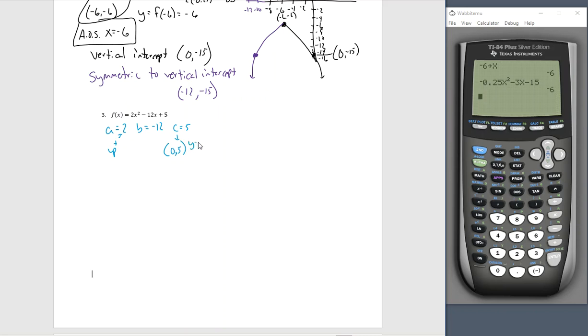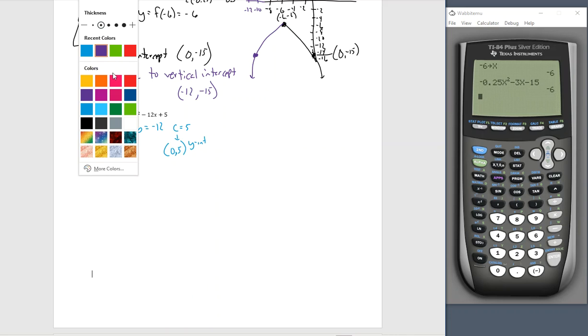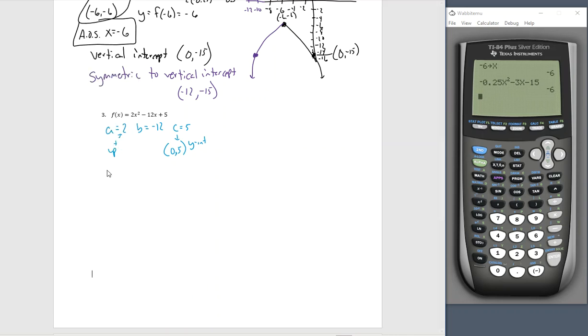So I'm going to label this my y or vertical intercept. Next, I'll want to do some work on the vertex. The vertex has an x-coordinate equal to -b over 2a. It's -12 over 2 times 2. That's 12 over 4, which is 3. Remember to not just put this into the calculator like you see it. Simplify that denominator first, or else you'll get some weird answers using your calculator.